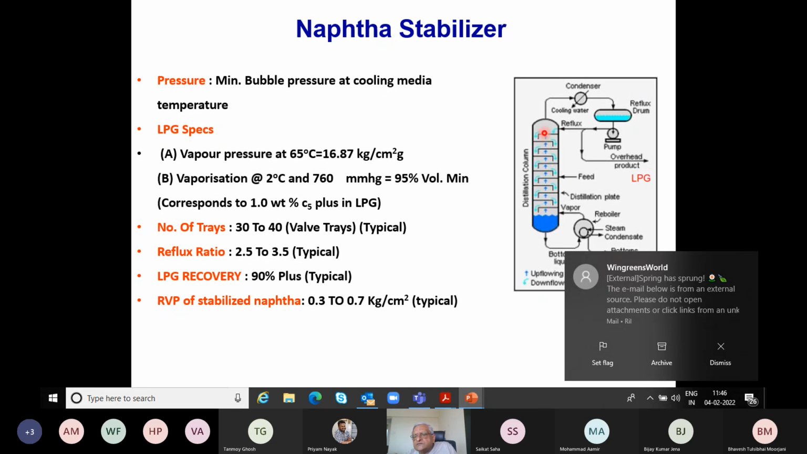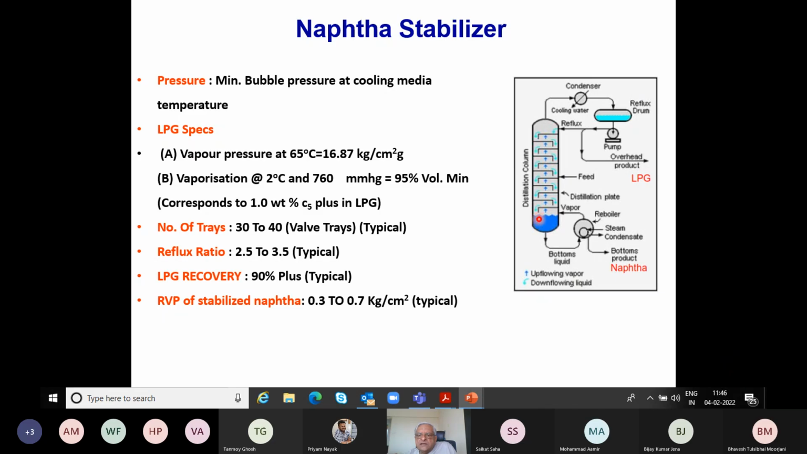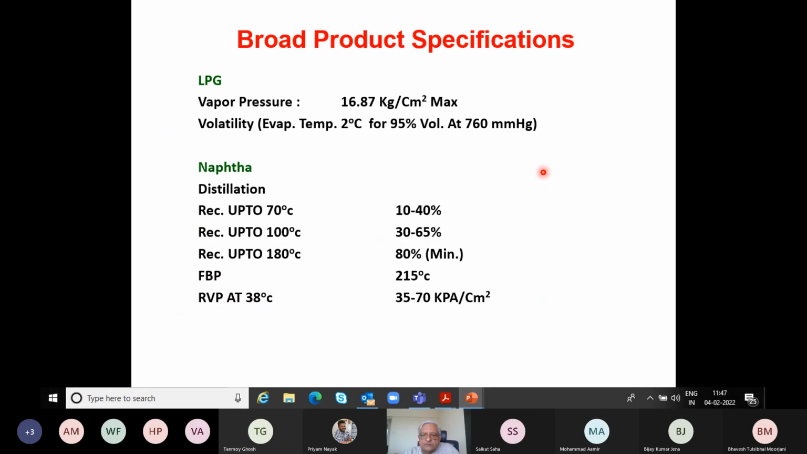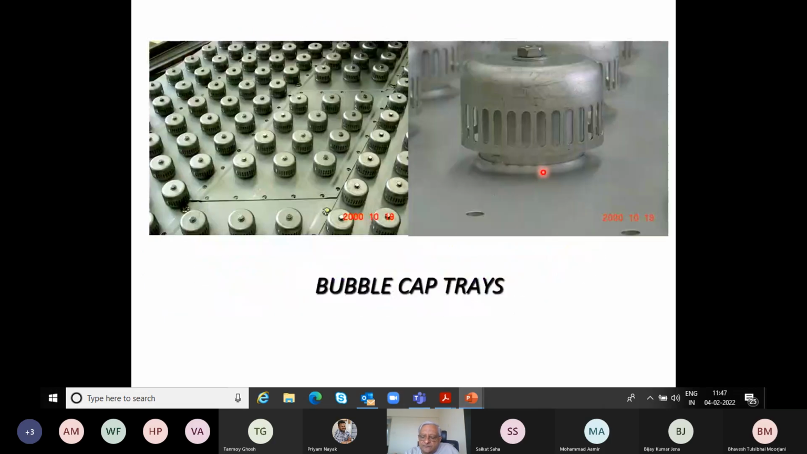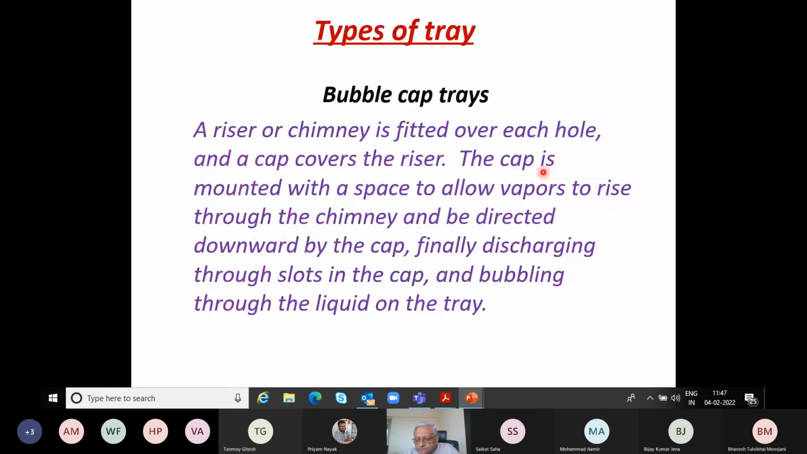So if the top pressure is 11, the bottom pressure could be something like 11.6 or 12 kg. What happens is that, as you already know from your undergraduate classes, we try to minimize pressure in a distillation column because the lower the pressure, the better the relative volatility, if you remember that from your Raoult's law.